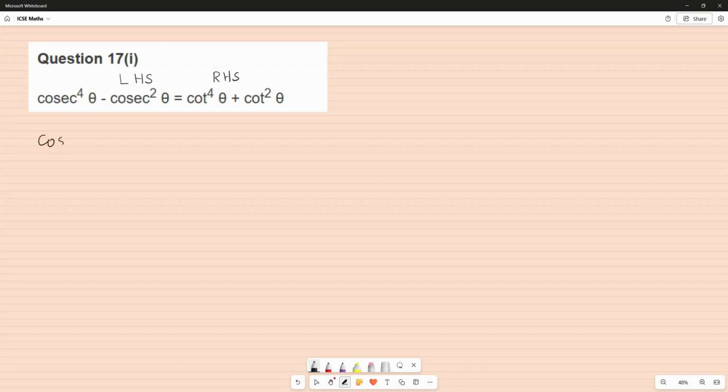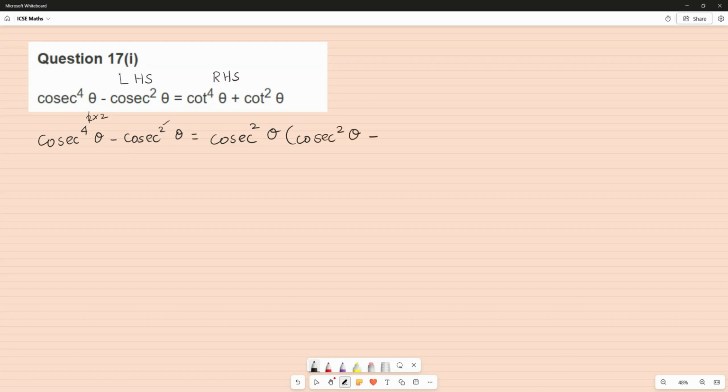First, we will take the left hand side. Cosecant power 4 theta minus cosecant square theta is given. So in both the terms, cosecant is common. The minimum power is 2, right? So we can take power 2 outside. When we take power 2 outside, 4 is 2 into 2. So cosecant square is taken outside. Remaining, we have another power 2.